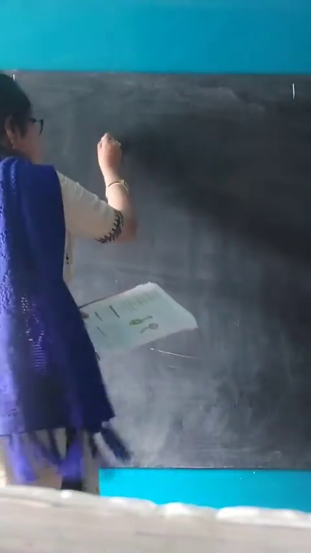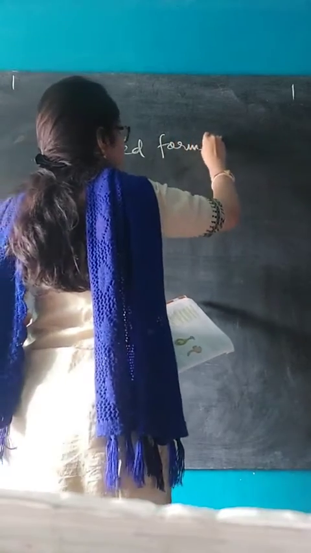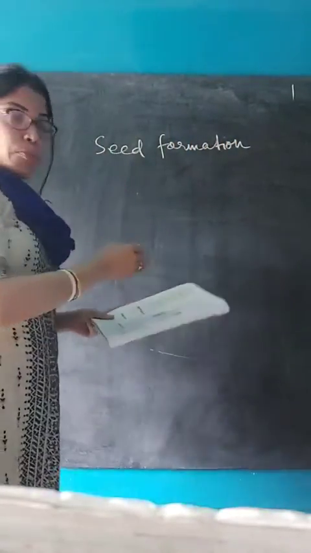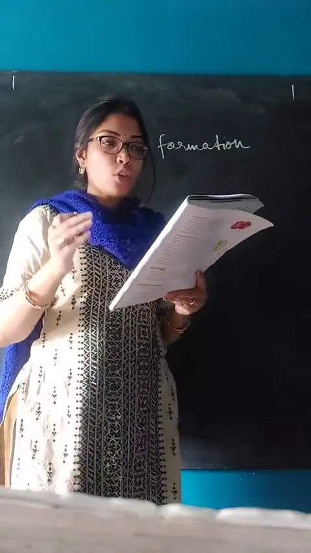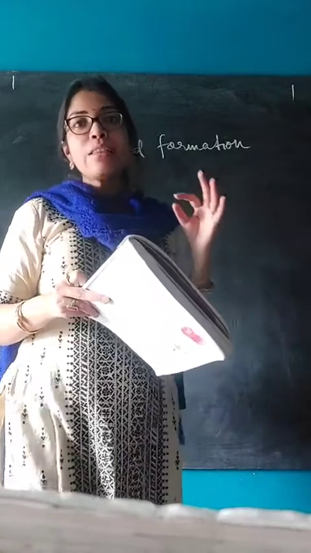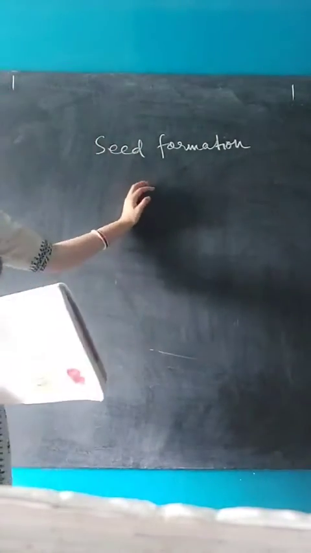So the next topic is seed formation. We have talked about how, in the previous topic, that is in fertilization, the zygote develops into the embryo and then develops into a seed. Now we will talk in detail about how a seed is formed.